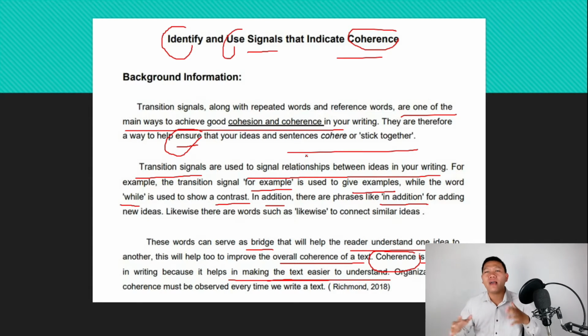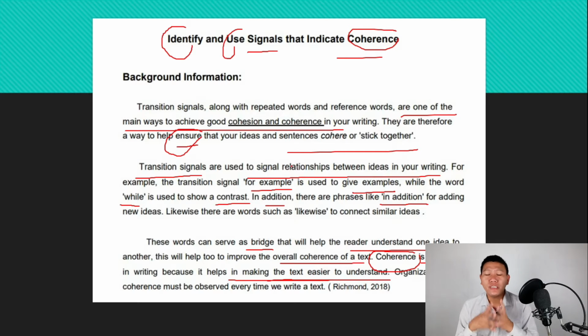So it's like completing a whole human being. So their body parts must be correctly and consistently put together. So there must be coherence about it. So transition signals are used to signal relationships between ideas in your writing. For example, the transition signal "for example" is actually an example of a transition signal. So it enumerates examples in your ideas or sentence. Another is "in addition to."